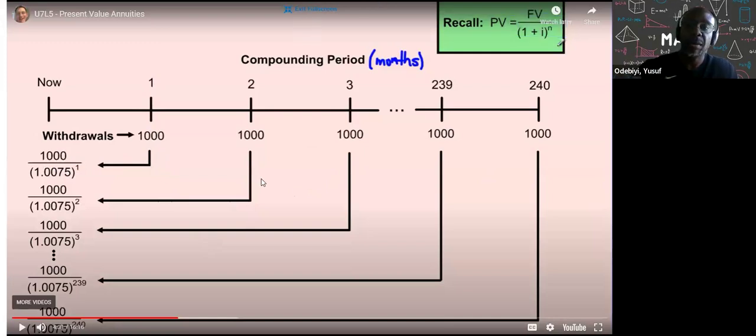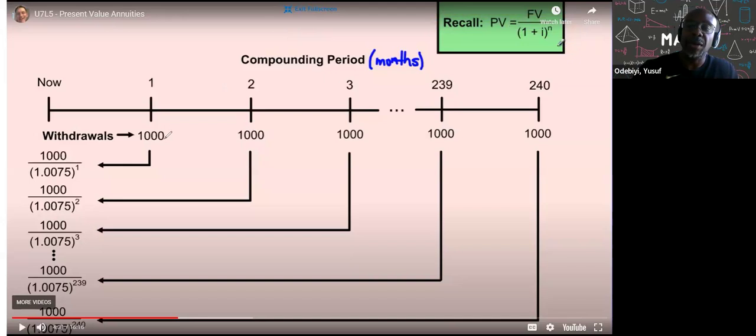Oops. Let me move this over here. And oh, it's not working for me. There you go. What the? Okay, let me just fix that.